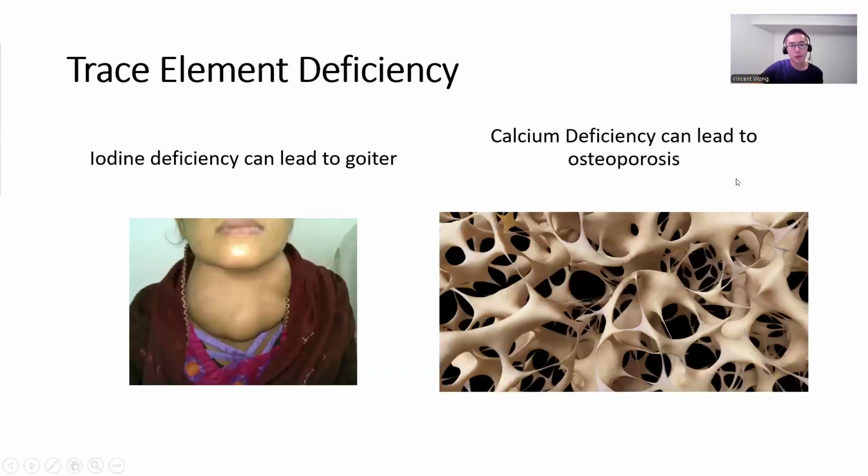So here are two examples of what happens when you don't have enough trace element of a particular kind. Iodine deficiency can lead to goiter. Goiter is the enlargement of the thyroid gland.